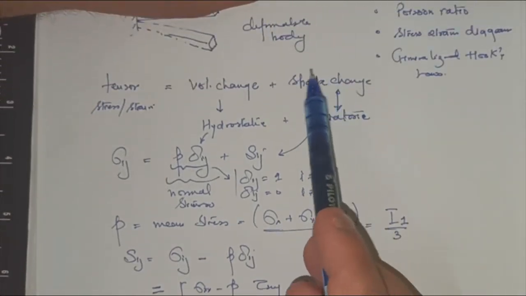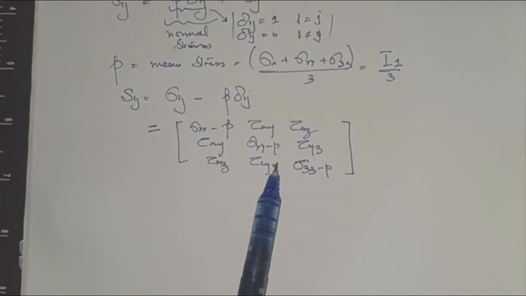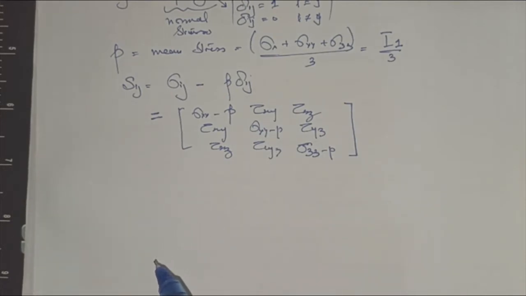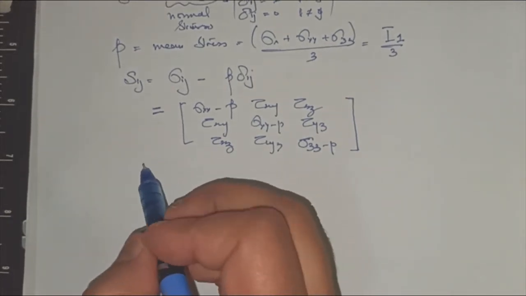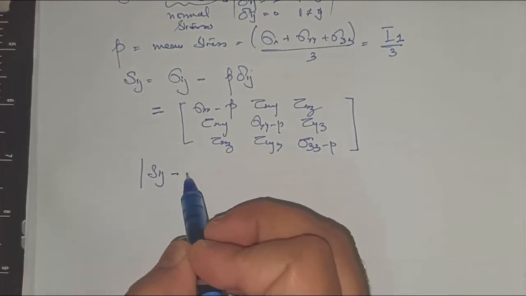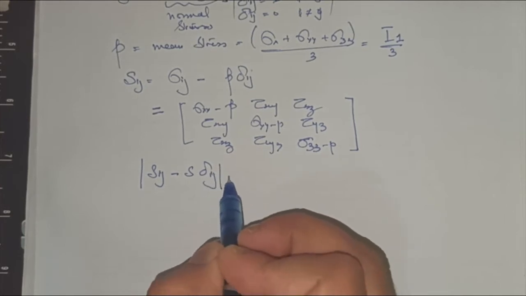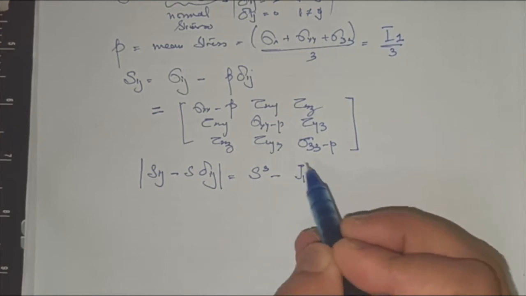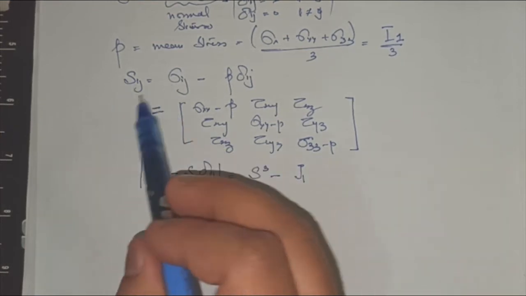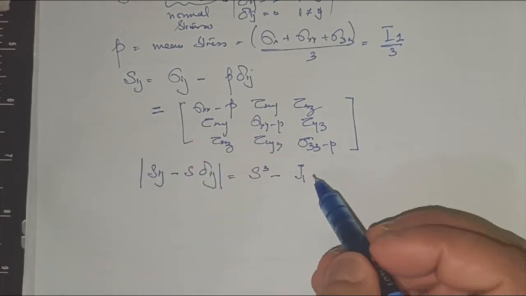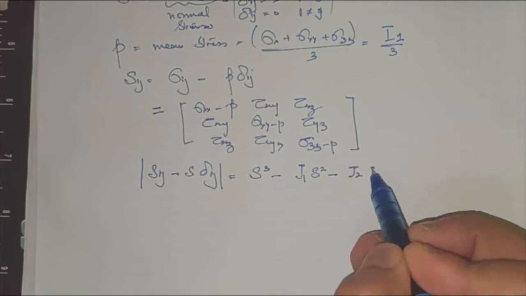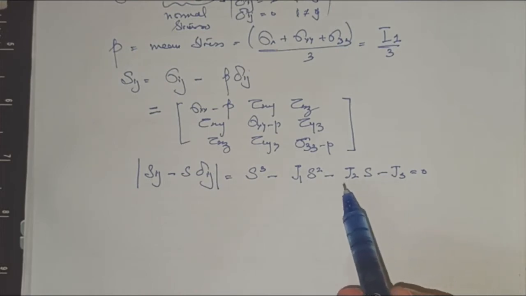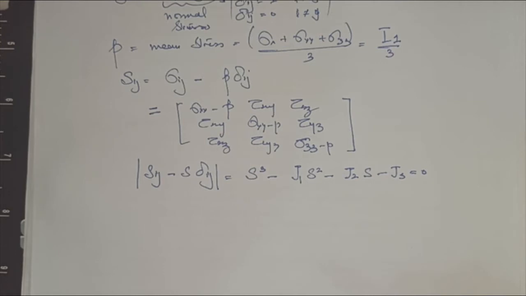Since it is bringing out the shape change, the deviatoric stress tensor is a very important quantity, and the principal values of this deviatoric stress tensor will be very important for us. So how to obtain the principal values? Sij minus S delta Ij equal to 0, exactly the same procedure as we applied for the principal stresses, giving S cube minus J1 S squared minus J2 S minus J3 equal to 0. Earlier we said I1 for a stress tensor; for the deviatoric tensor, we call it J1. This is the same characteristic equation, a cubic equation. This will lead me to 3 principal stresses.